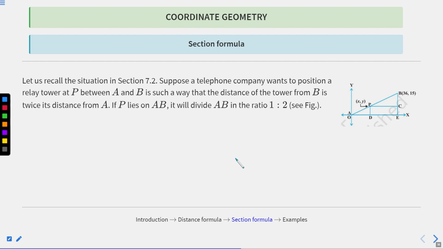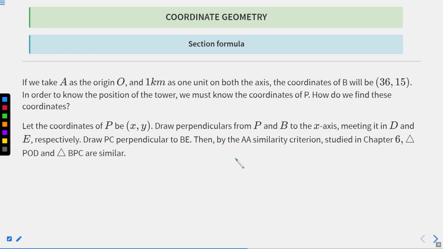Okay, so here if we take A as the origin O, and 1 kilometer as 1 unit on both the axes, then the coordinates of B will be 36, 15. And in order to know the position of the tower, we must know the coordinates of P. Okay, and how do we find these coordinates? So here let the coordinates of P be x, y.